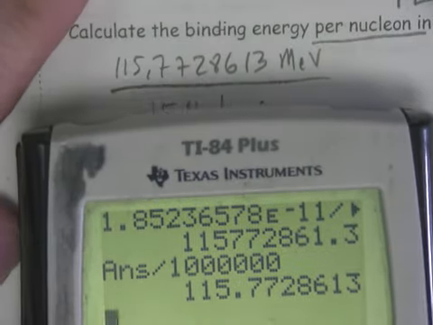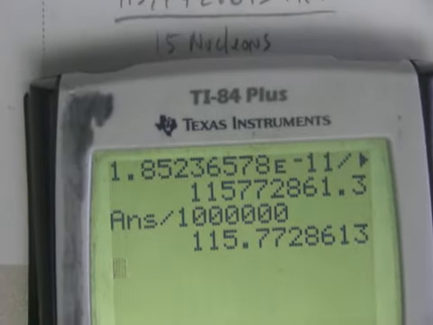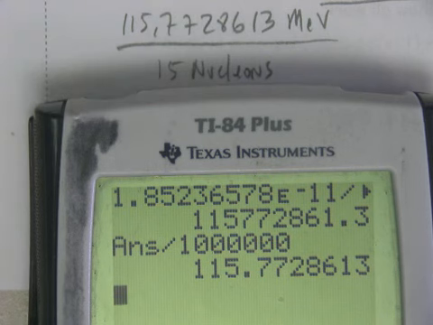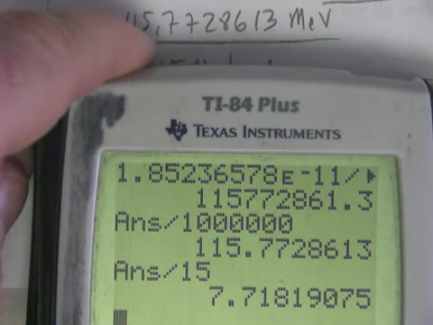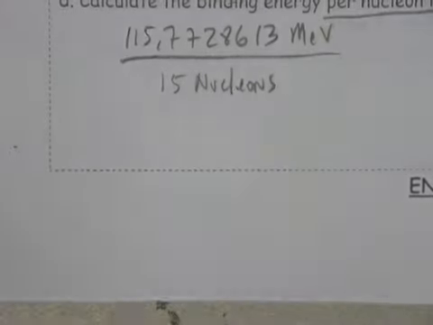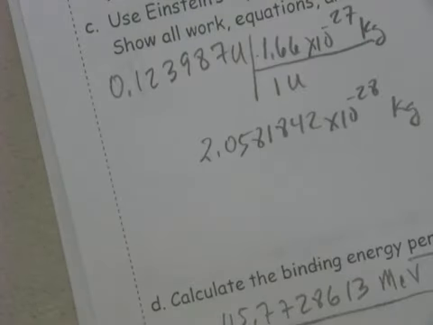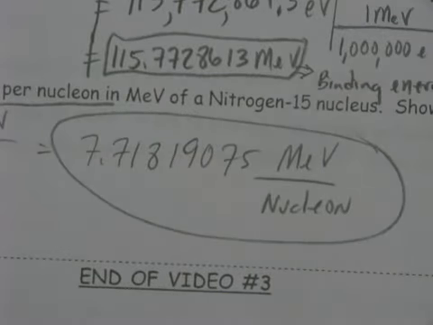Here's my calculator so you can see it. I'm going to take the number that's already in the calculator, which is right here, and divide it by 15. And if I did it right, yep, I get 7.718. And that's the number we're looking for. That is a very valuable number. And there it is.